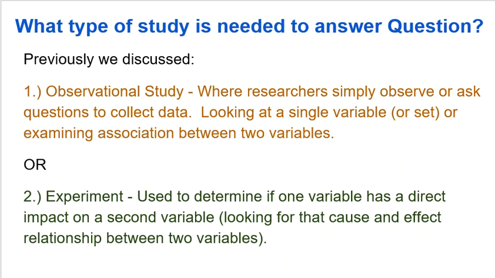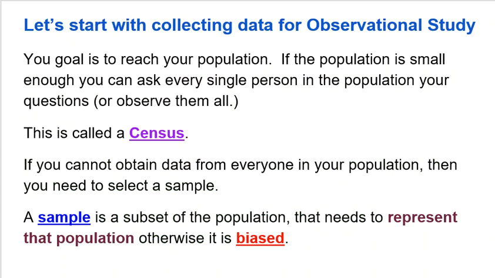So you have to be able to say, what's my population of interest? Who do I want to go to get my data from? And then, how am I going to get that data? Am I going to do an observational study where I'm just going to observe and ask questions? Or do I need to conduct an experiment? So let's start with collecting data for an observational study.